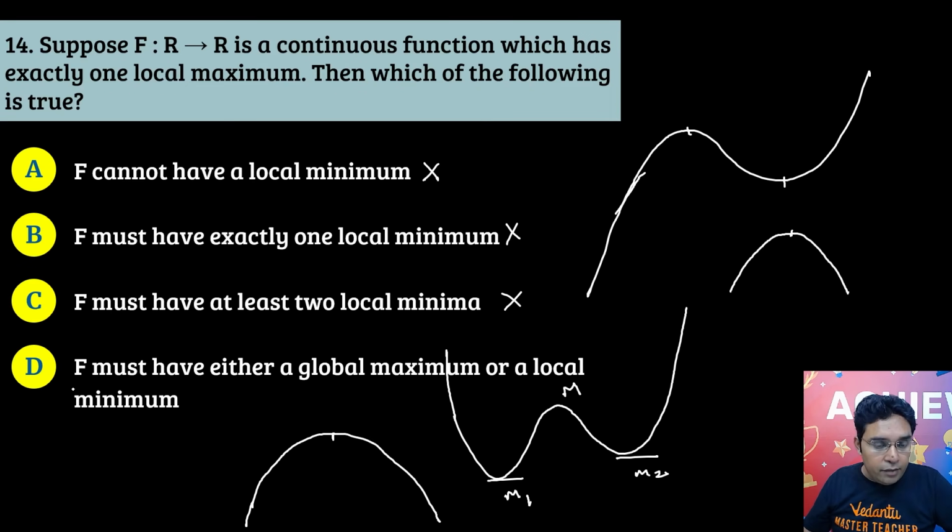But here, F must have either a global maximum, like this scenario of quadratic, or a local minimum. A local minimum will be there in the example like cubic also, or in the example like biquadratic also. Because if it has one maxima, and the domain is all real numbers, it may have points of local minima on the left side or right-hand side or both. Or if it does not have points of minima, then definitely this point will be the point of global maxima. So from this analysis, I think we can say that D has to be the answer.